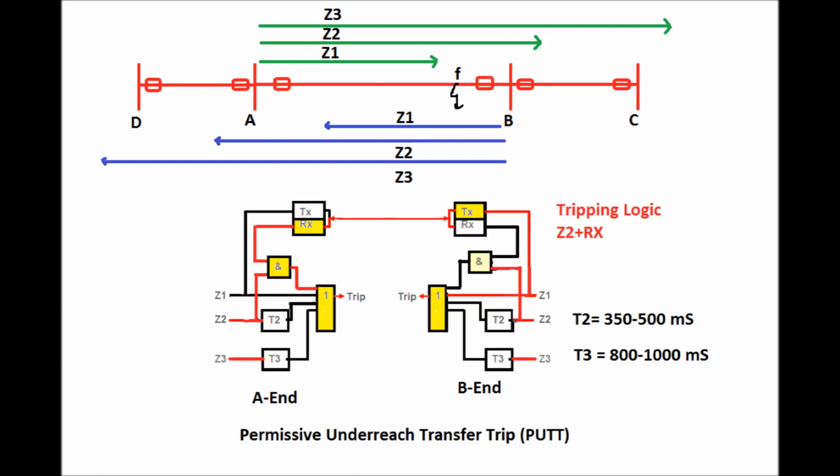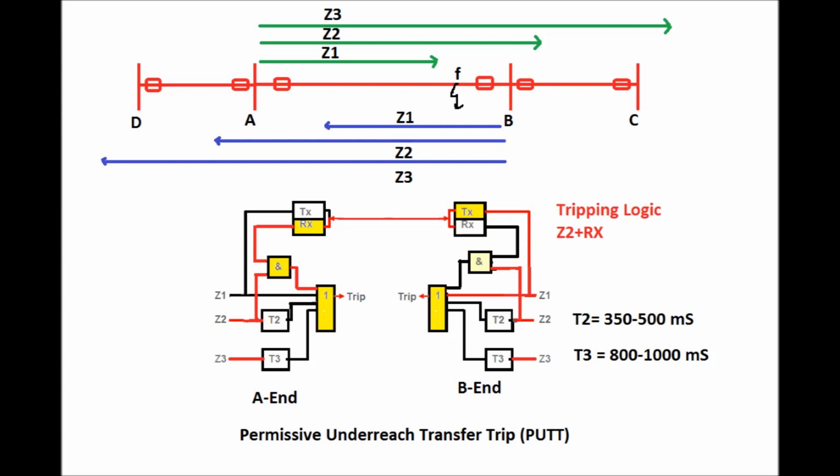The logic diagram for the permissive underreach transfer trip, that is the PUTT scheme, for both the relays has been shown in this figure. Here a simplex channel is required for permissive signal send and receive. So the scheme is very simple: if a fault is detected at zone 1, then it will send a permissive signal to the far end substation, and at the far end substation the permissive signal will be received. If a fault is detected at zone 2 location, that is, the zone 2 pickup is there and a permissive signal is received, then it will trip instantaneously.